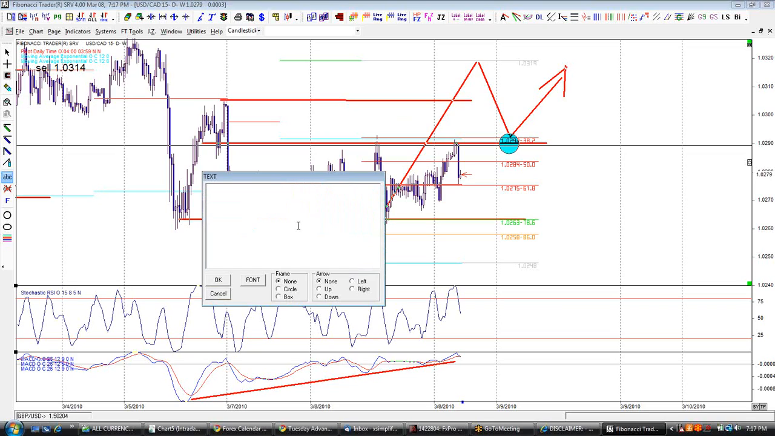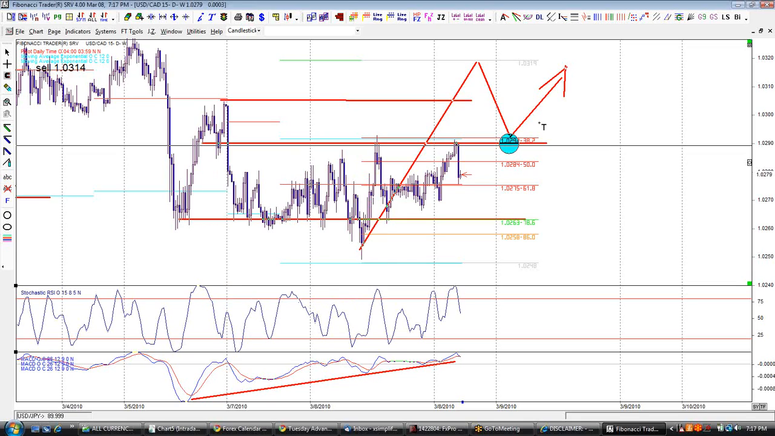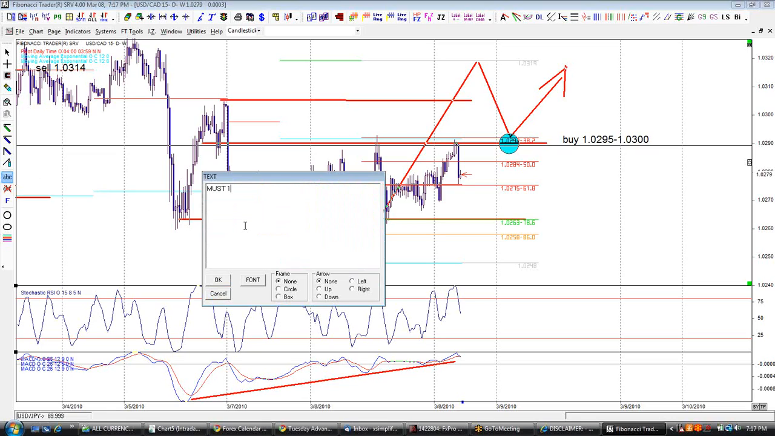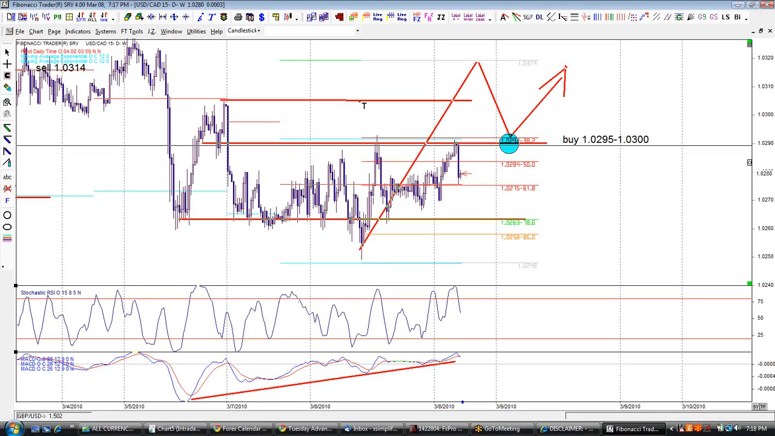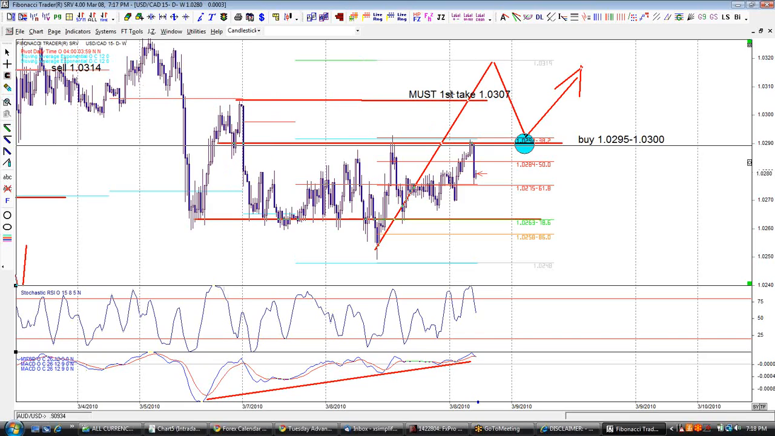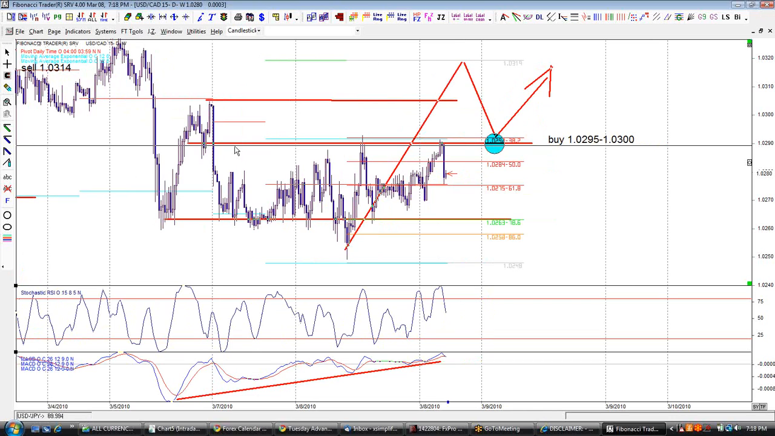So entry, 102.95. But only if we first take 103.07 or 507, that needs to be taken first, and then we need to retest the top of the consolidation.